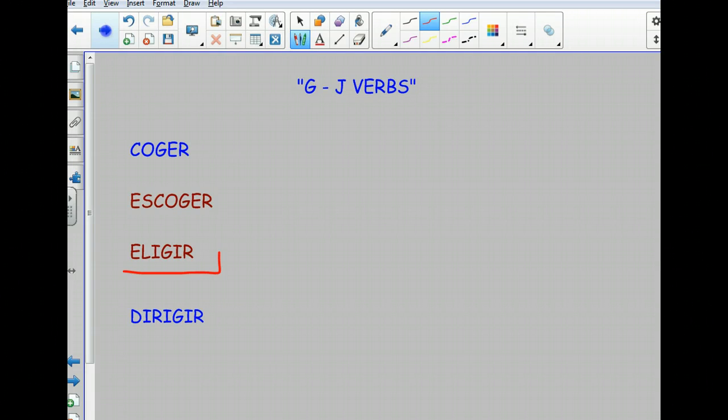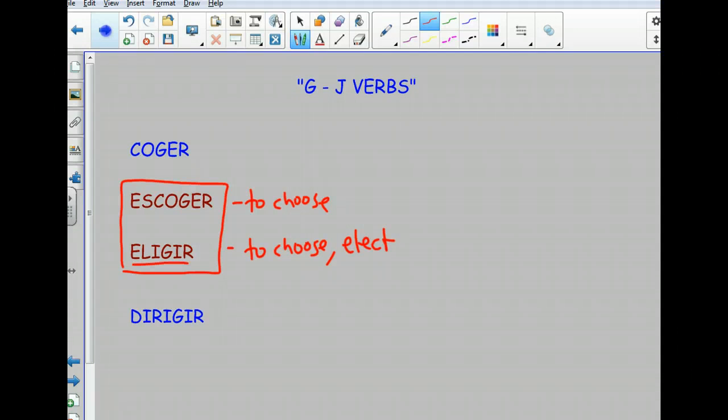Los dos verbos que nosotros tenemos que saber, that we need to know vocabulary-wise, are these two. Escoger means to choose. And elegir also means to choose, but it can also mean to elect, like to elect a president, for example. So en noviembre, nosotros vamos a elegir Barack Obama o Mitt Romney. And escoger is more to just choose someone.